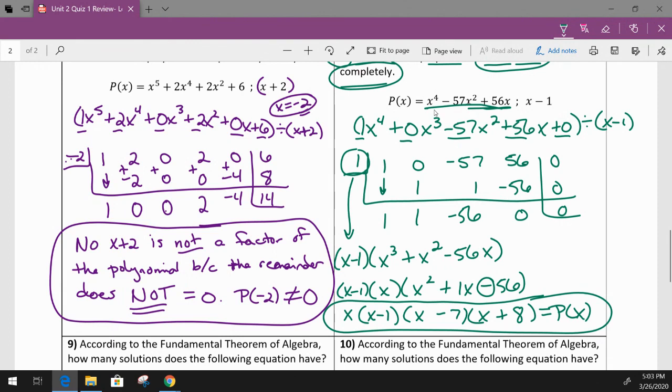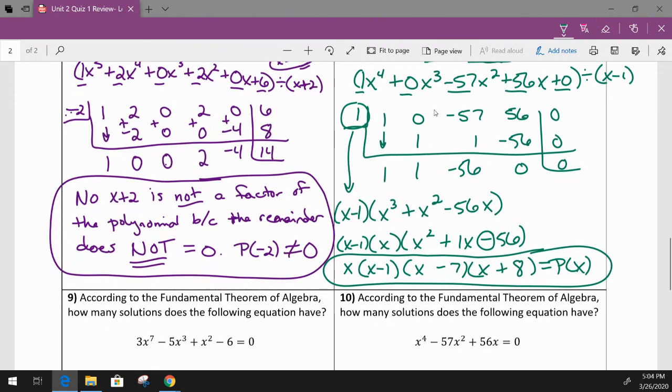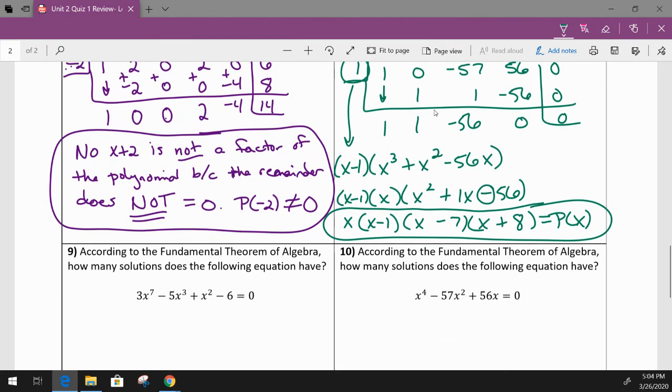All right, so problems 9 and 10 are going to be very quick. I probably didn't even need to put them on here, but just to make sure that you understand, the fundamental theorem of algebra states that the number of solutions is the same as the degree. So if we look at this polynomial, the degree is 7, which means there should be 7 solutions. And if we look at the next polynomial, we have a degree of 4, so there will be 4 solutions.